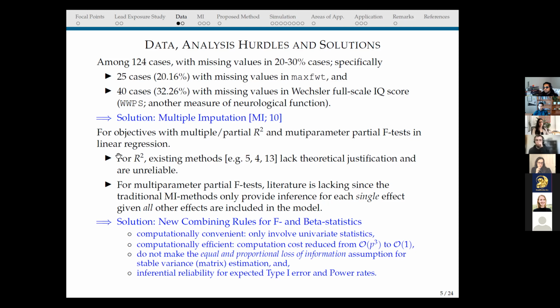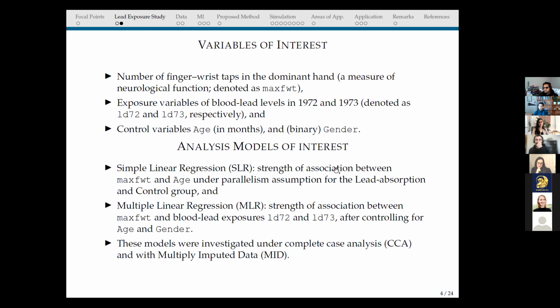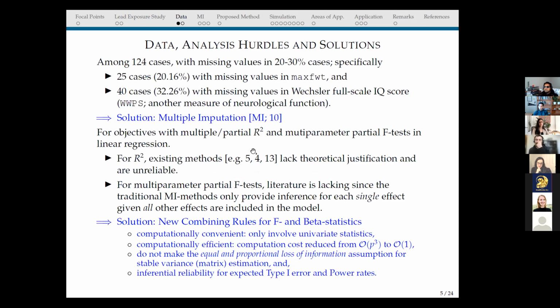We have the other issue, which is the objectives that I mentioned earlier. Remember, the two objectives were SLR and MLR. In the SLR model, which is simple linear regression, I wanted to assess R-square. When I said strength of association, that is another way of saying R-square. So I want to estimate R-square. Well, if I have imputed data sets, how do I get the R-square?